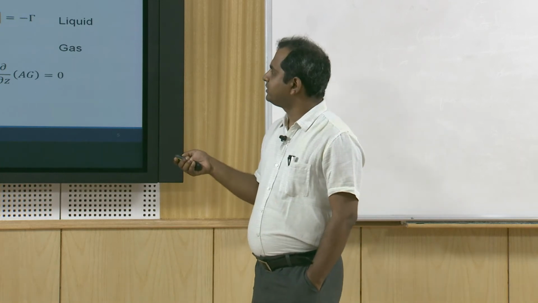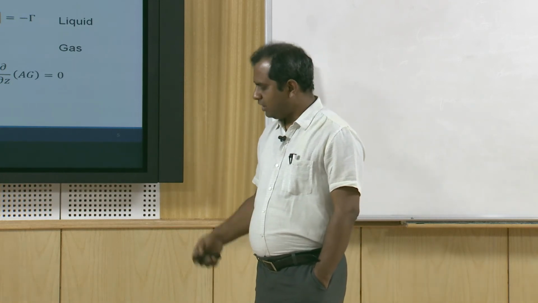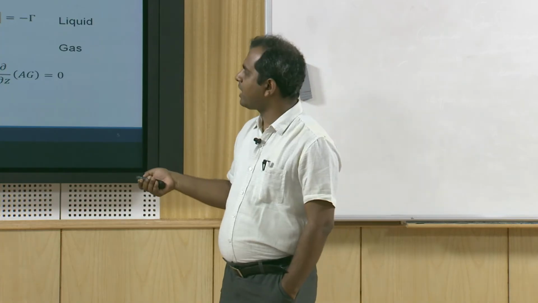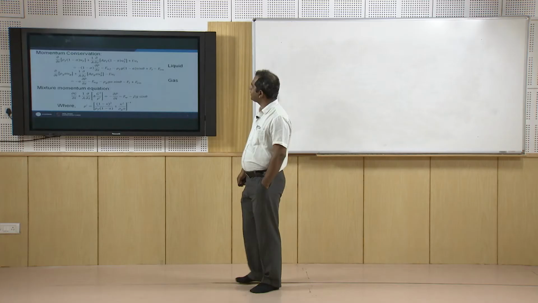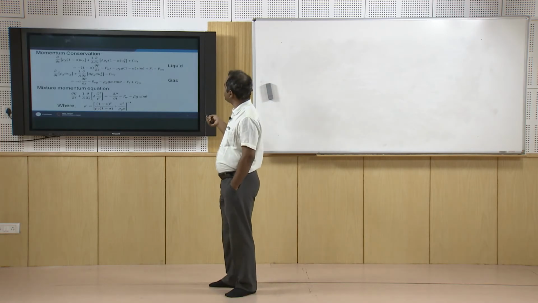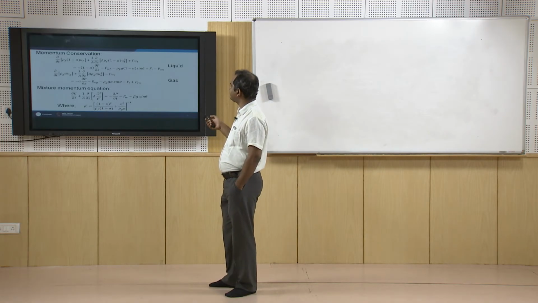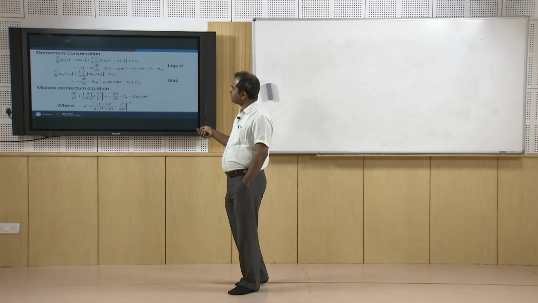Okay. So, this is the mixture continuity equation. Already I have shown you over here what is rho bar and G. Next, let us try to see the momentum conservation equation. In case of the momentum conservation equation, you see first I have written for liquid as well as gas. So, liquid, let me explain the terms once again.